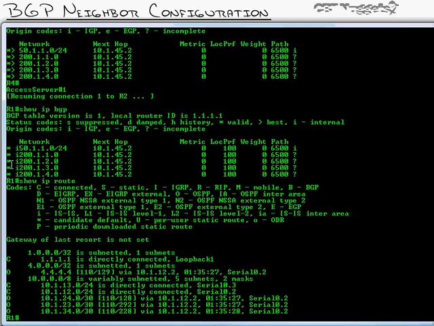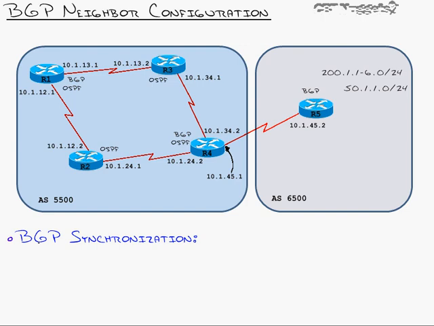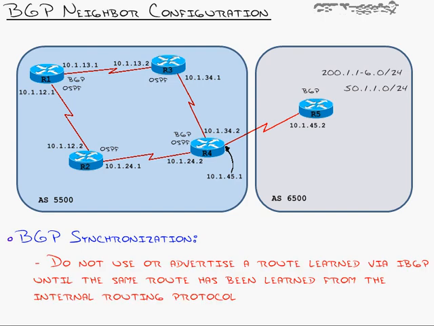So it's saying that these routes are not valid. There's two reasons for that. Let's talk about the first one right now. The rule of BGP synchronization is, let me get my definition up here: do not use or advertise a route learned via iBGP until the same route has been learned from the internal routing protocol. Now that's a weird statement, so let me explain it.